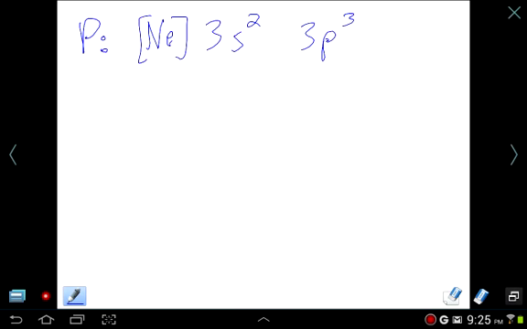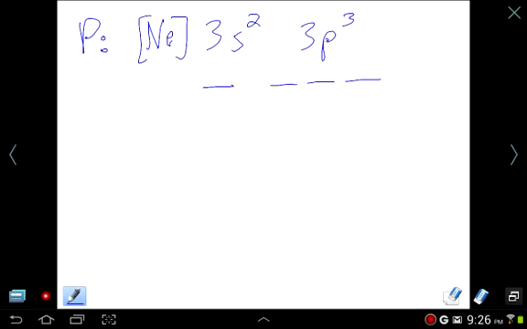Then we draw lines. Here's where it's different. So every s subshell has one orbital. That gets one line. Every p subshell gets 3 lines. And then we're ready to fill in the electrons. We've got 2 electrons here and 3 electrons here. So let's fill each subshell separately.